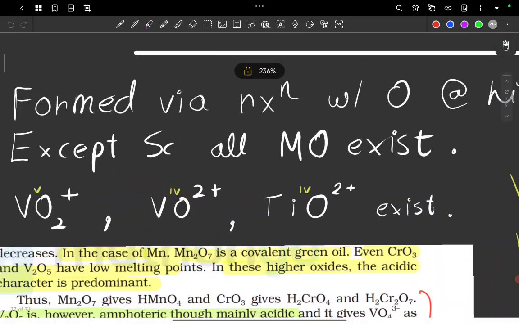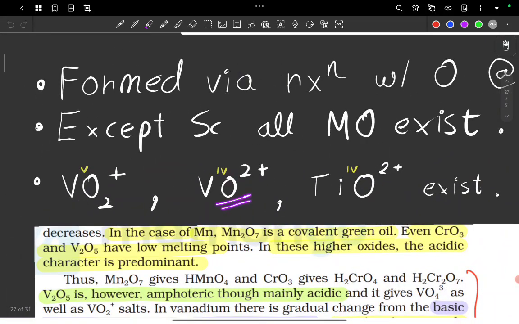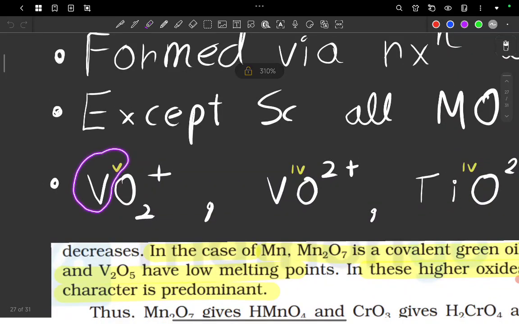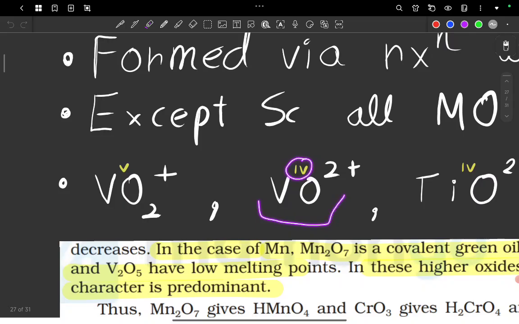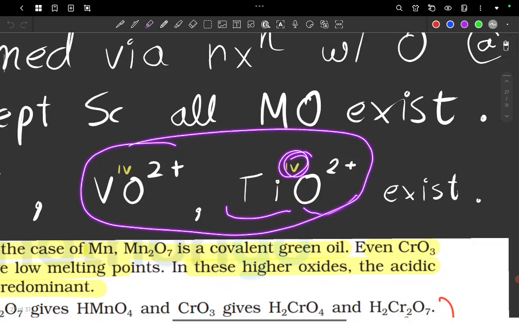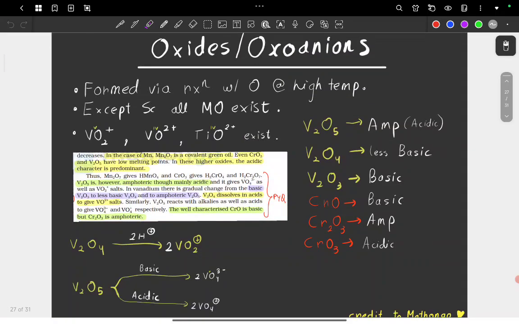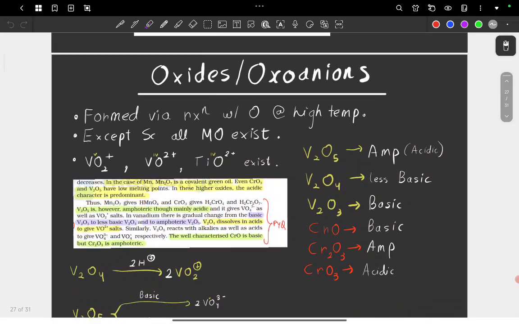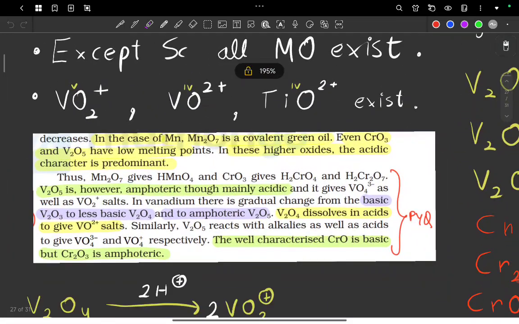Okay, and oxygen stabilizes the fifth state of vanadium by forming this guy, the fourth state by forming this guy, and the fourth state of titanium by forming this guy. You see they are similar. Okay, now you need to know these things.